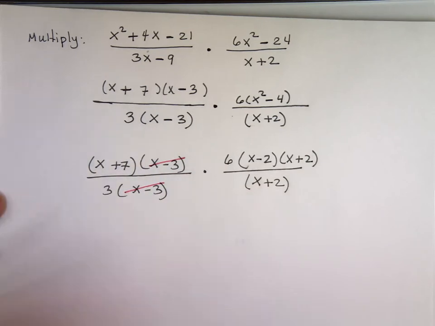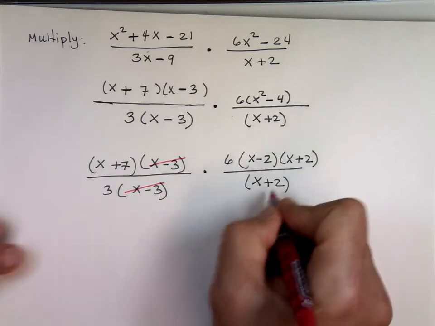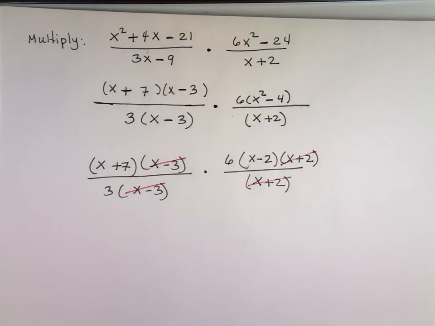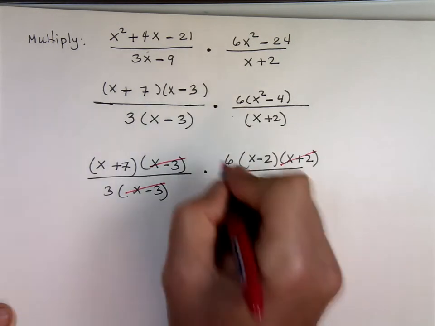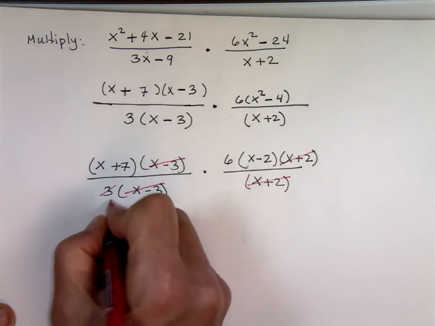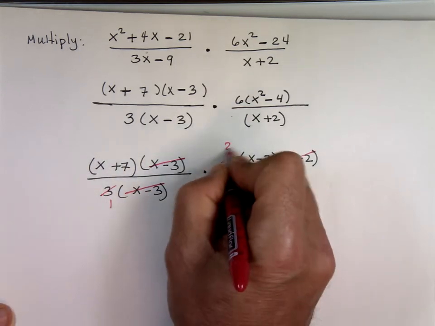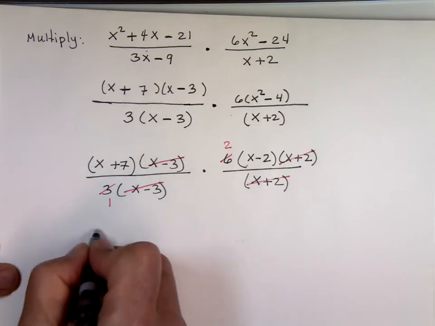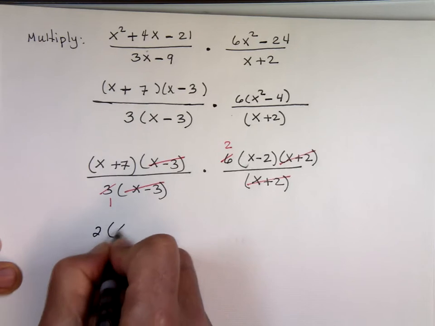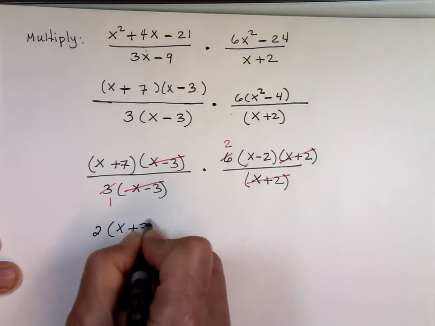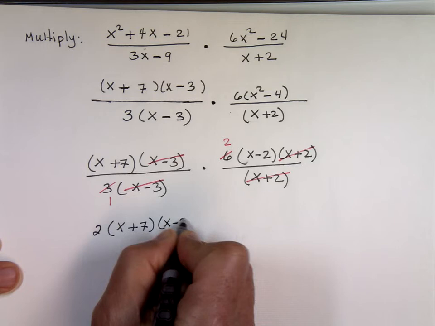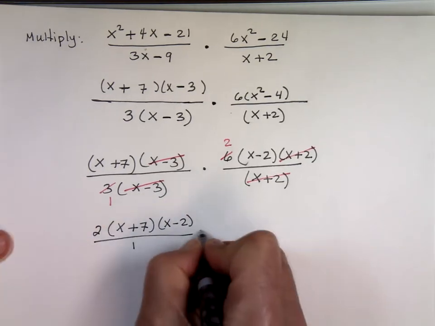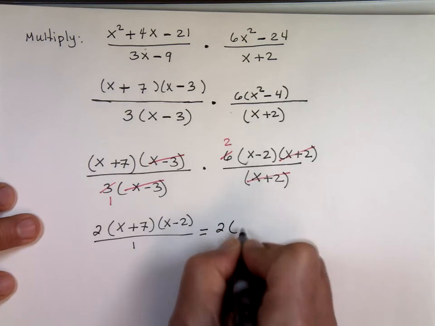Gone. Gone. What else? By 3, this is 1. By 3, this is what? 2. So what is left? On the top, I see the 2. I like the numbers first. 2, x plus 7, x minus 2 over the 1. If it's over 1, you don't need the 1.